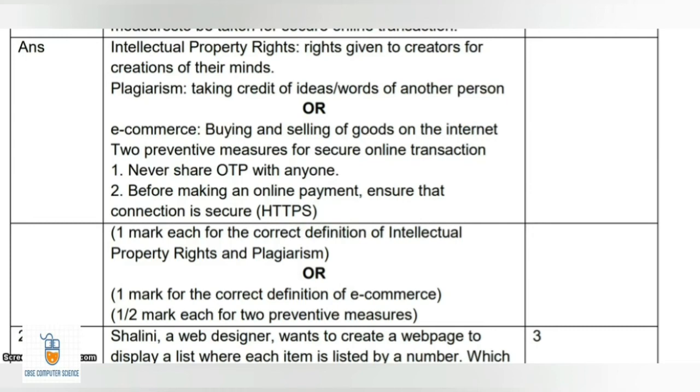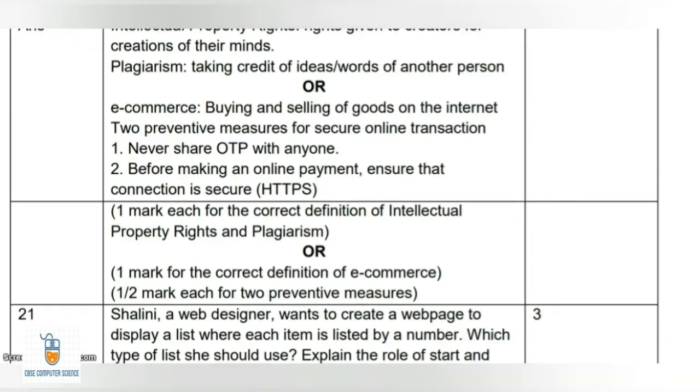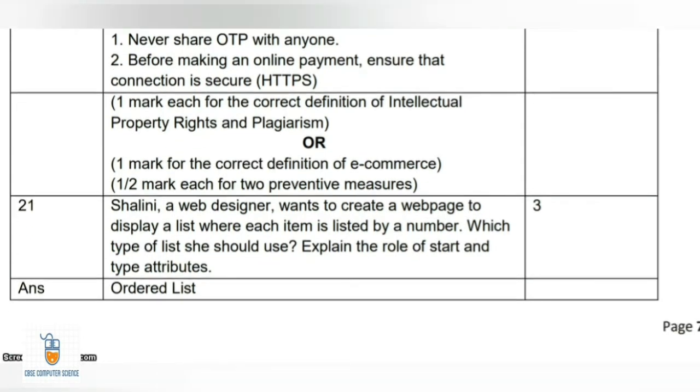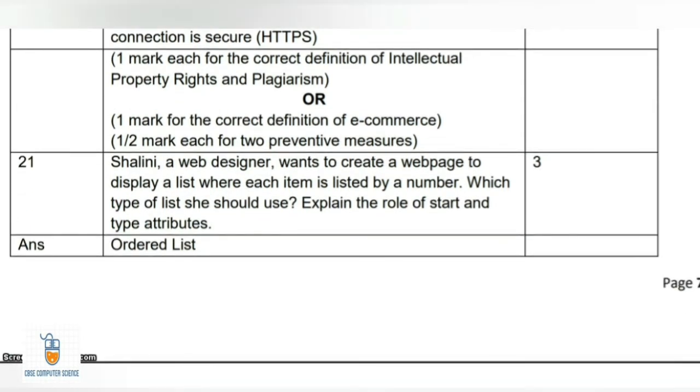Number 2, before making any online payment, ensure that connection is secure. So just check that the website on which you are making the transaction has a prefix HTTPS. Now question number 21. Shalini, a web designer, wants to create a web page to display a list where each item is listed by a number. Which type of list should she use? Explain the role of start and type attribute.